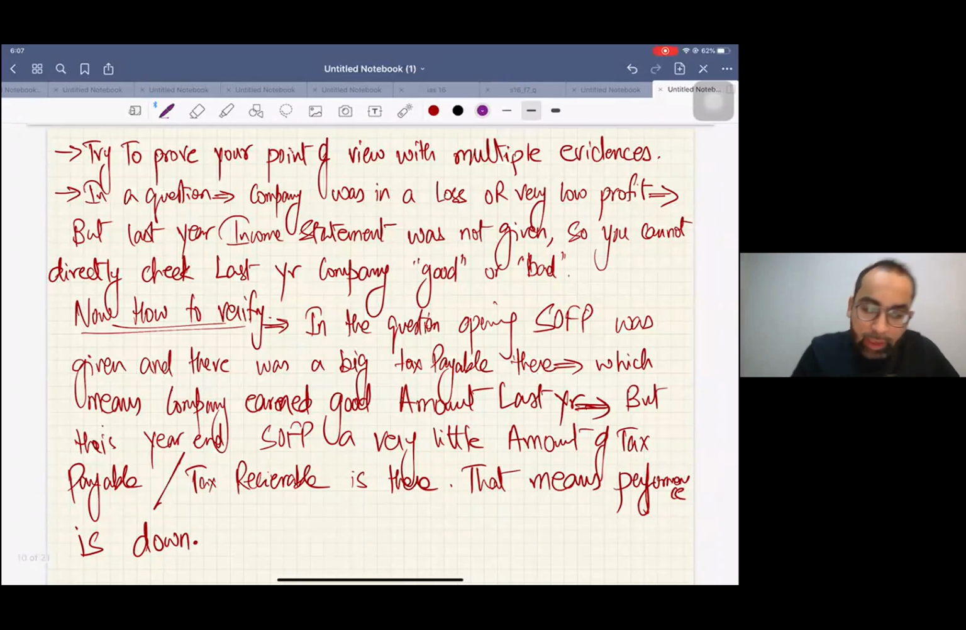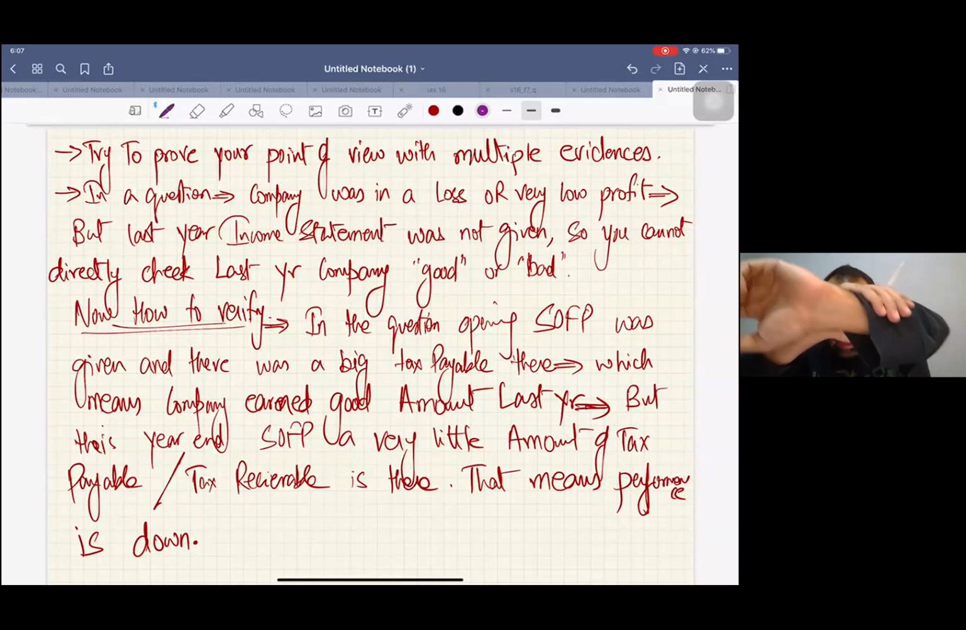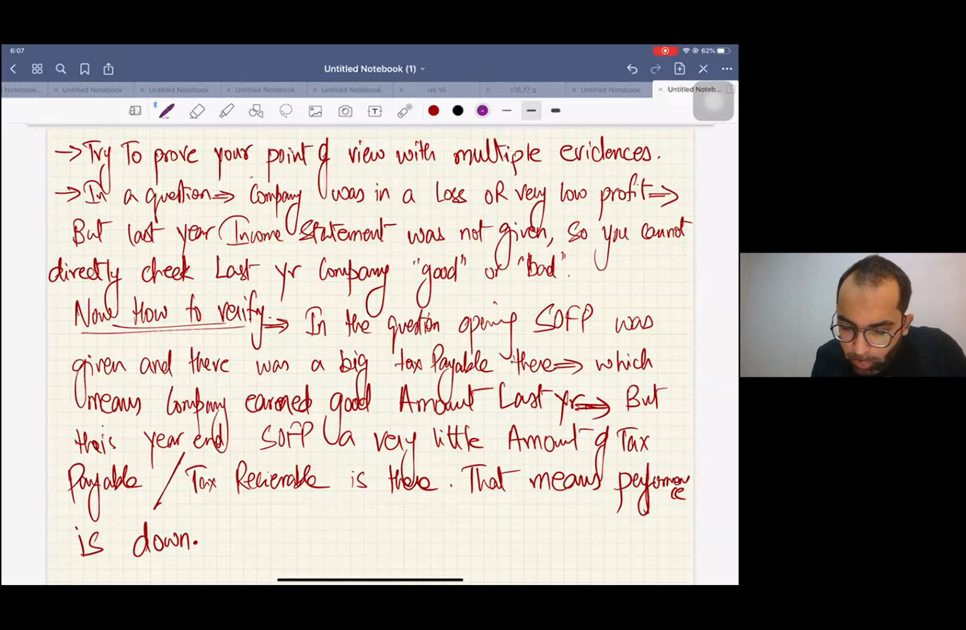Yes. Now try to prove. I sometimes say to students in my class that when you're doing a ratio analysis question, even the examiner follows this approach. You think like a court case. Have you seen how lawyers prove their point through multiple evidences? This way you have to gather your evidences like a lawyer. Now try to prove your point of view with multiple evidences.